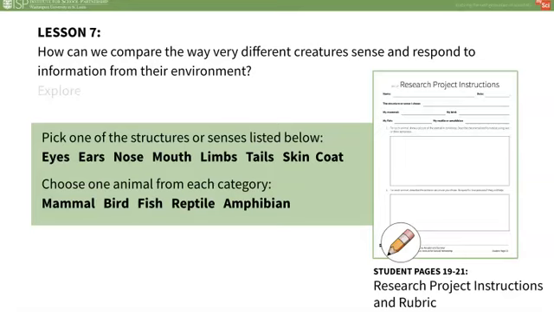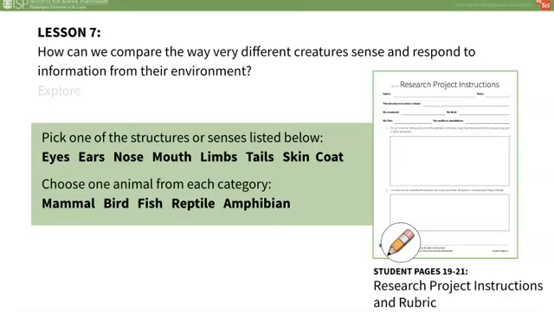Explain to students that they must pick one of the structures or senses listed below and 4 animals. The structures and senses a student may choose from include ears, eyes, nose, mouth, limbs, tail, and skin or coat. Once a student has chosen one of these structures, they will research that structure in 4 different animals.